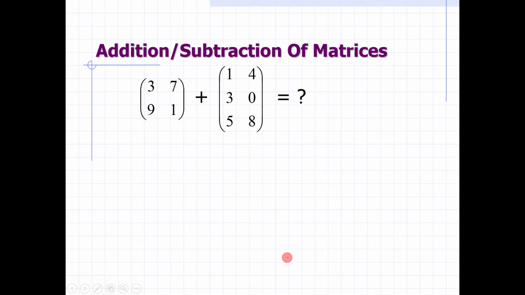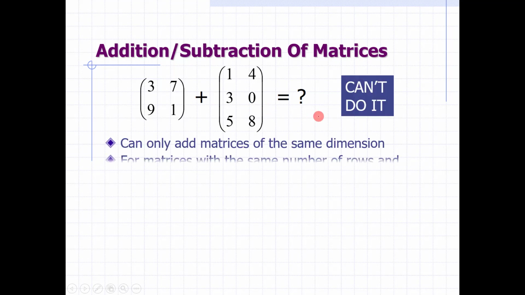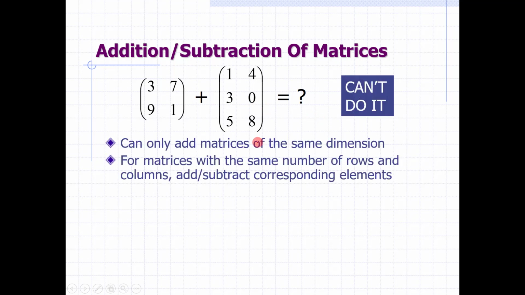We can do some operations to these things. We can actually add two matrices together, that is, if they have the right dimensions. Here's an example where I have a matrix that is 2 rows by 2 columns, and I'm trying to add it to a matrix that is 3 rows by 2 columns. Well, I can't add those because they have a dimension mismatch. But I can add and subtract matrices that do have the same dimension.